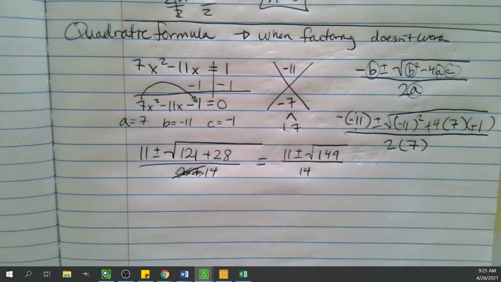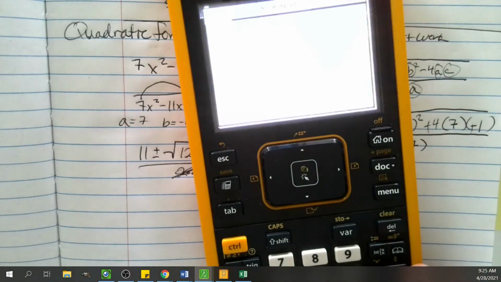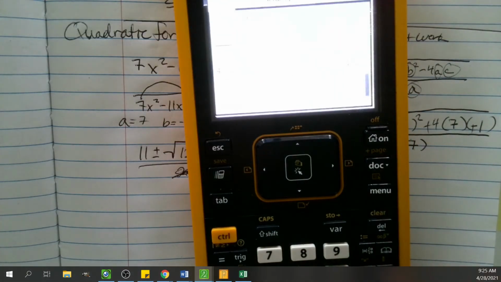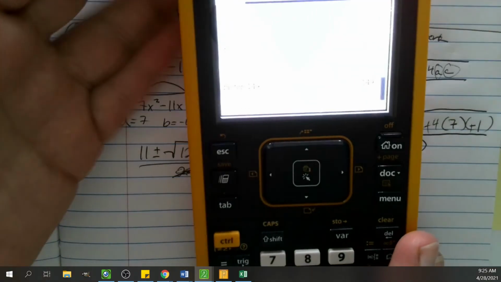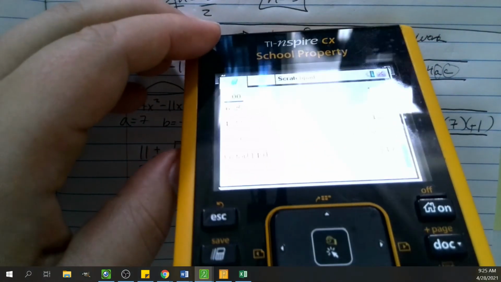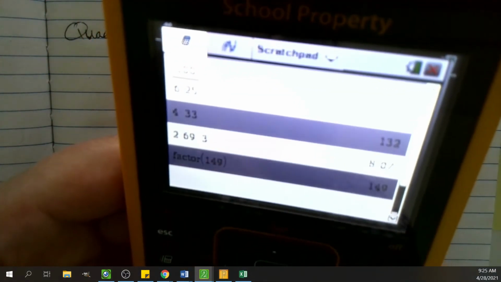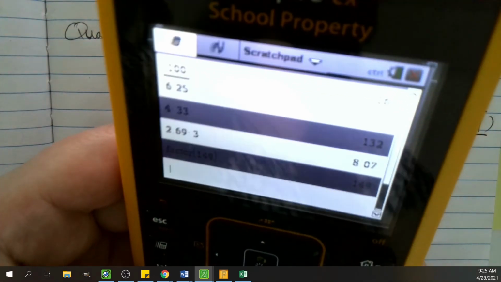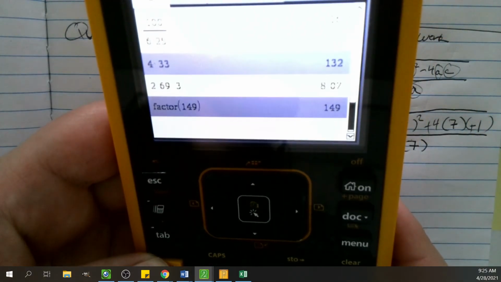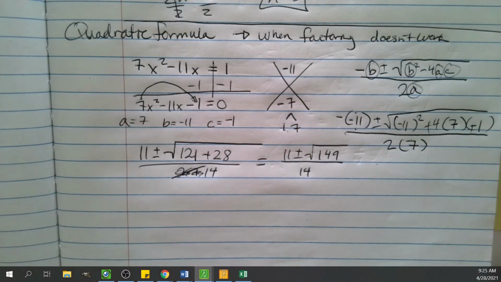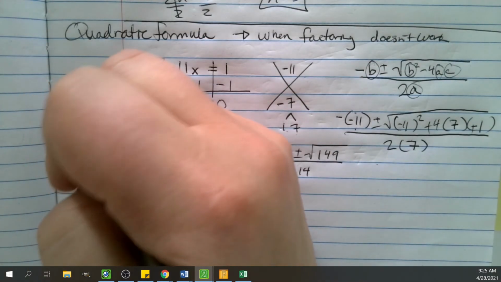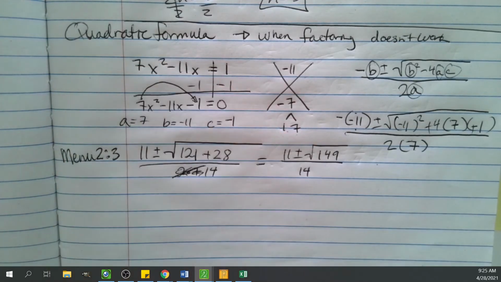Grab your calculator, do menu 2-3. So if you go to menu 2-3 and put in 149, you're going to see that it's prime. Can you guys see how there's nothing else that goes into it? Menu 2-3. So that's a good trick right here. Menu 2-3 is going to help you out.